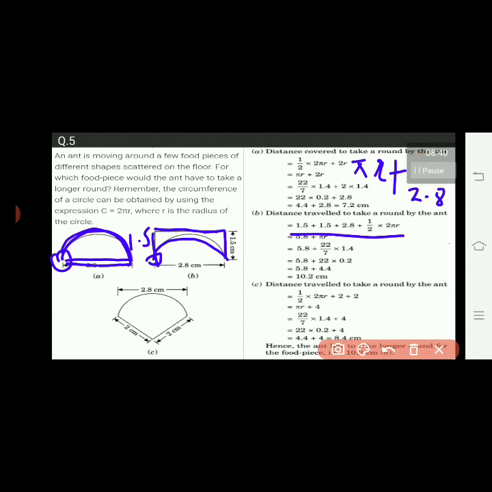Similarly we will calculate the perimeter of the third figure. Here also it is the same: if I start walking from here, this is 2 centimeter plus the perimeter of this semicircle plus 2 plus 2 plus semicircle perimeter. So in total it is coming 8.4. Now they are asking for which food piece the ant would have to take a longer round. So which figure has the greatest length? One is 7.2, one is 10.2 and one is 8.4. So figure B has the larger length, so the ant has to travel to figure B. Okay, this completes your exercise.